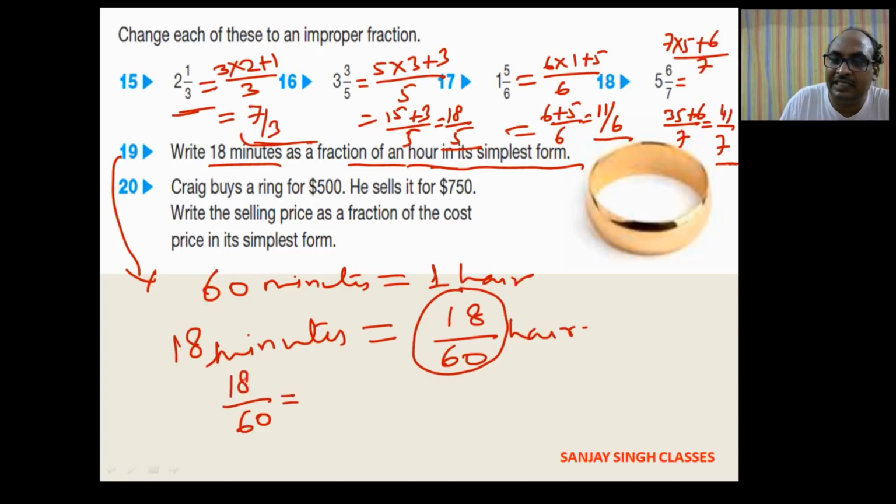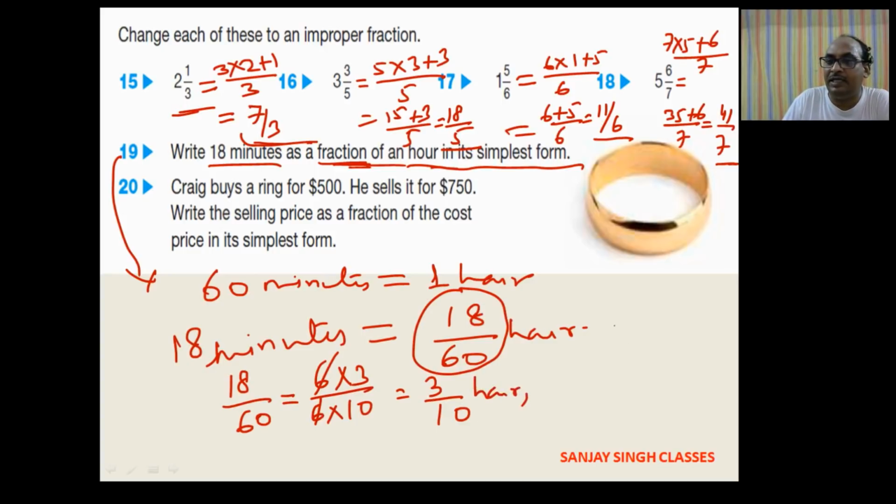So 18 by 60. We see that 6 will become the common factor. Why? Because it is 6 into 3 divided by 6 into 10. So this 6 and 6 will get cancelled. We will be left with 3 by 10. And we need to keep it in the form of a fraction only. We need not go for converting it into decimal. So it is 3 by 10 hour. So we can say that 18 minutes will be equivalent to 3 by 10 hour. Okay? Right. We'll go for the next question.